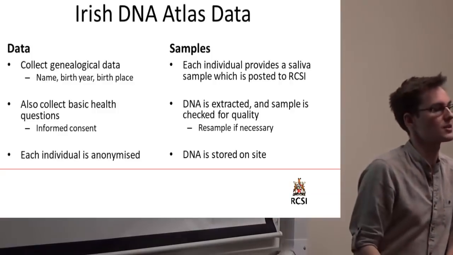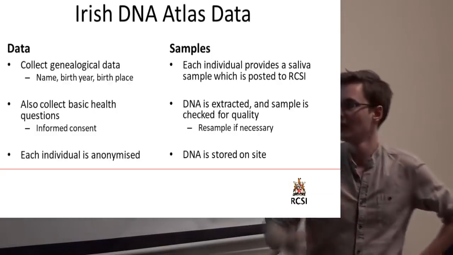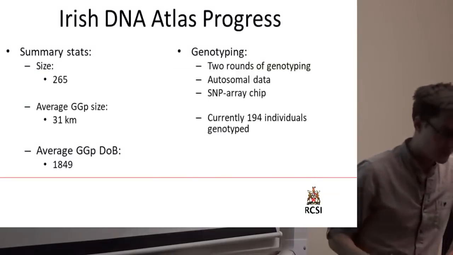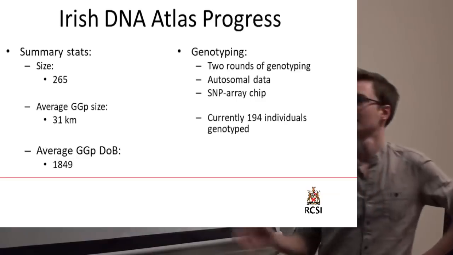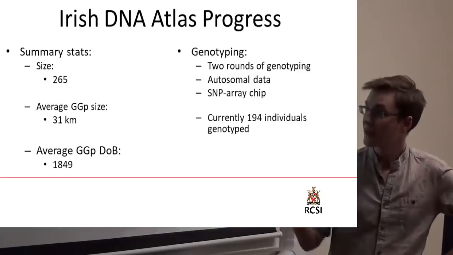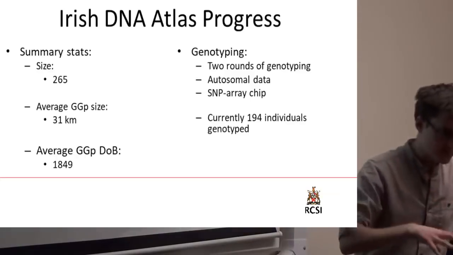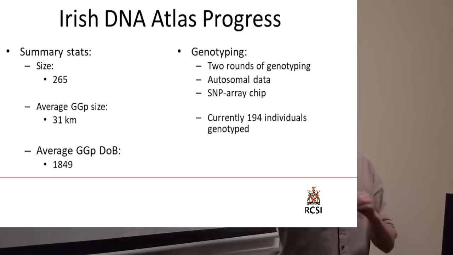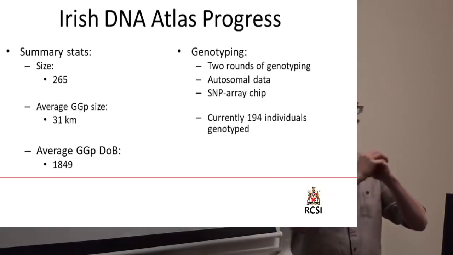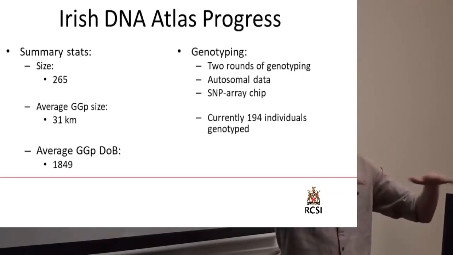The DNA is extracted at RCSI. We do some quality control just to make sure there's actually DNA in the sample and it's good DNA. Then we store the DNA on site for various analyses. At the moment, we've got about 265 individuals recruited. The average area between great-grandparents is about 30 kilometres, and the average date of birth of those great-grandparents is 1849, which means that each individual, on average, represents the genetic diversity around Ireland in the mid-19th century. We've got a snapshot of Irish genetics at that time, before any major modern population movements.